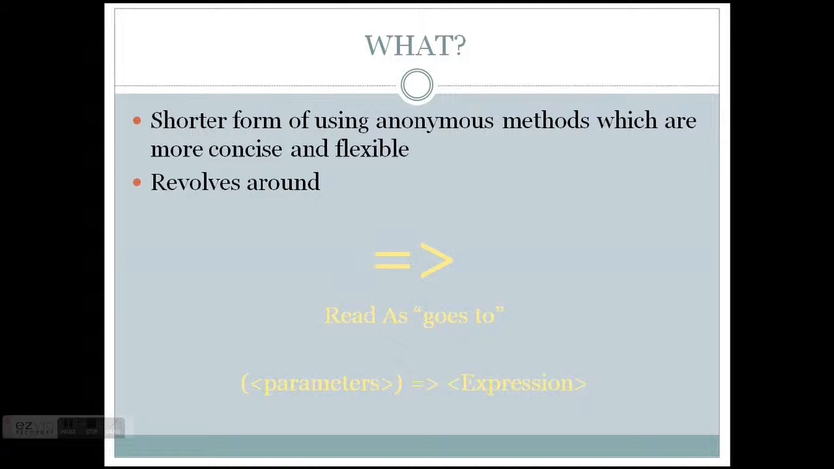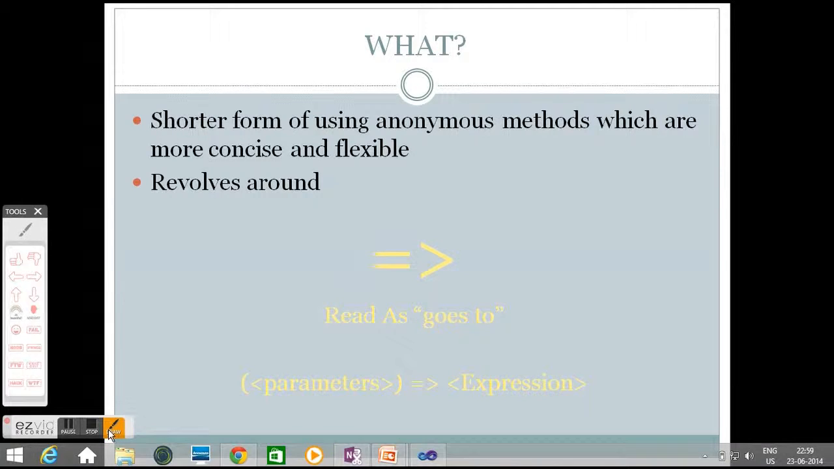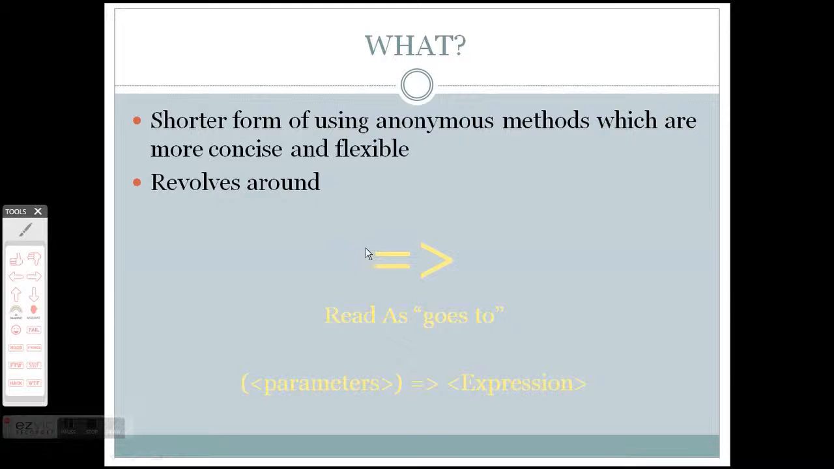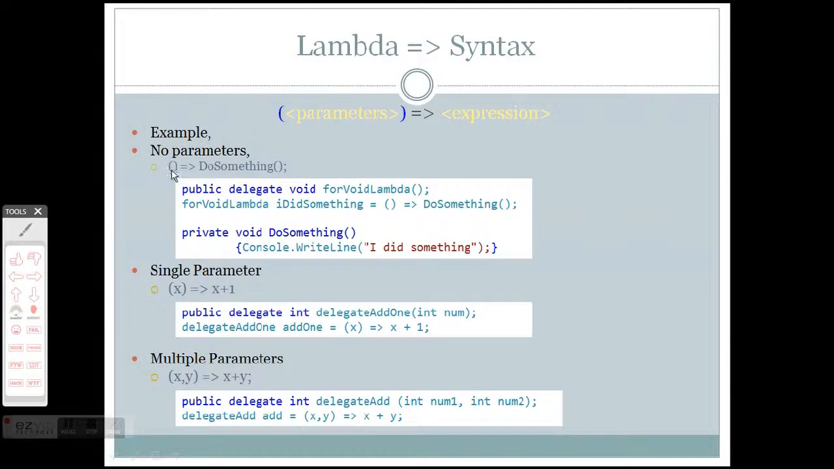So it all revolves around this lambda operator, which is read as "goes to". If you see on your screen, you see the syntax, which shows the parameters on the left-hand side, the lambda operator, and the expression. We'll go into the details of this in the next slide. The slide shows the parameters on the left, which means these are the delegate parameters, and the expression to the right is the expression associated with this delegate.